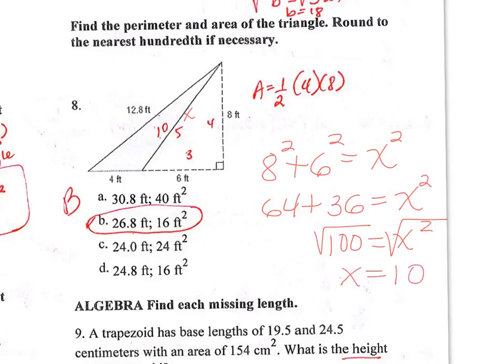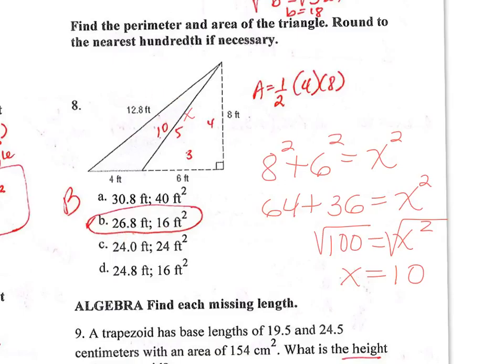So either you use the Pythagorean theorem, or what I used was the triplets. See, this is a 3, 4, 5 triangle. 3 times 2, 4 times 2, so it's 5 times 2. That's the shortest way to get that answer. So once you get the 10 added to the 4 is 14 plus 12.8, that's the perimeter, which is 26.8.